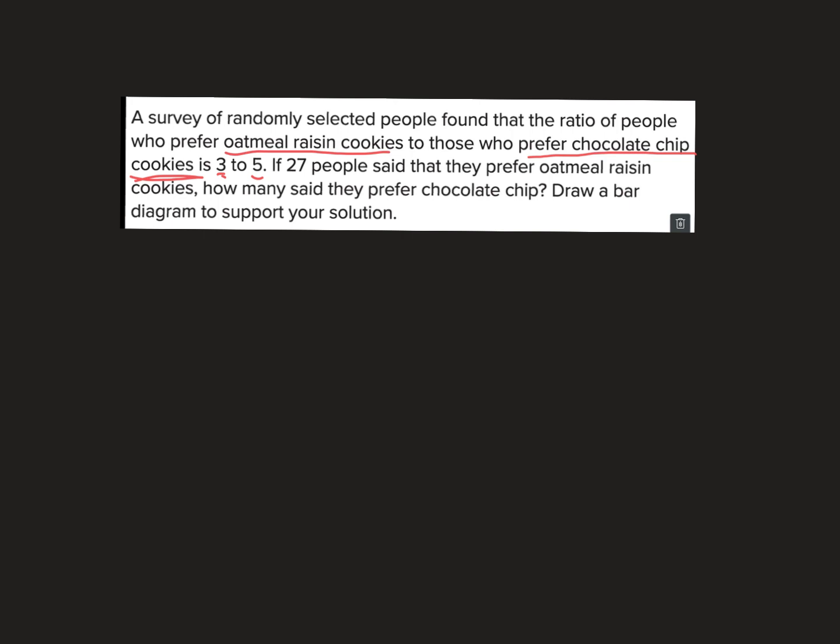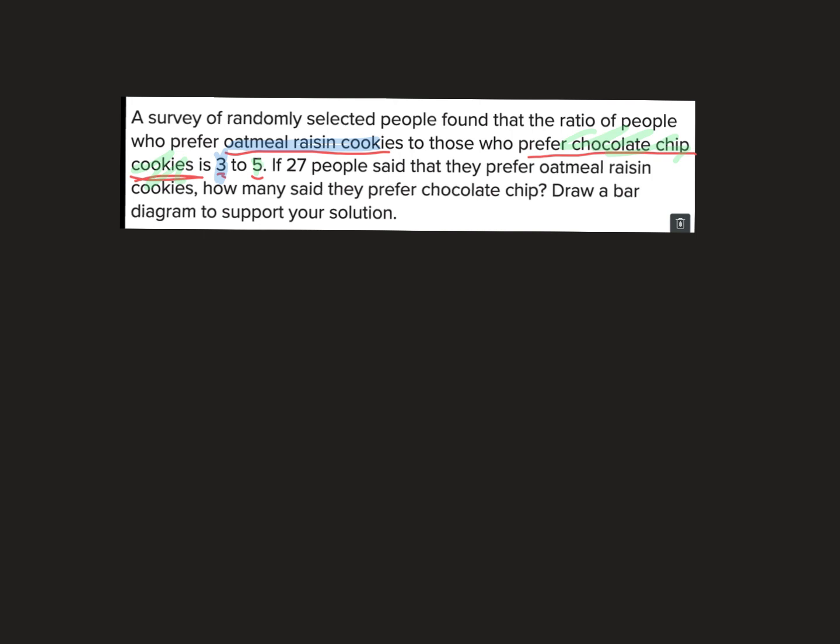Let's go ahead and break this down a little bit further. Oatmeal raisin cookies is 3. We know it's 3 because it's the first one that goes in the story problem, and it's the first number that goes in the ratio, therefore they go together. They have to go in the same order that they are mentioned. Then we have chocolate chip cookies mentioned second, so they represent the 5.